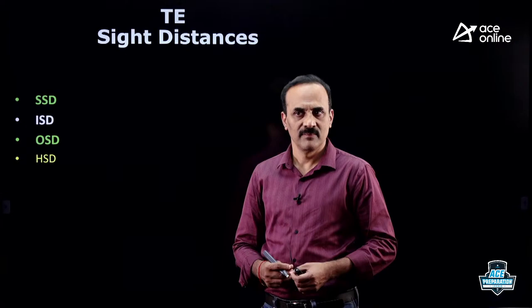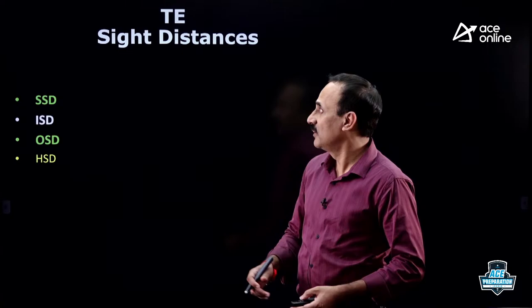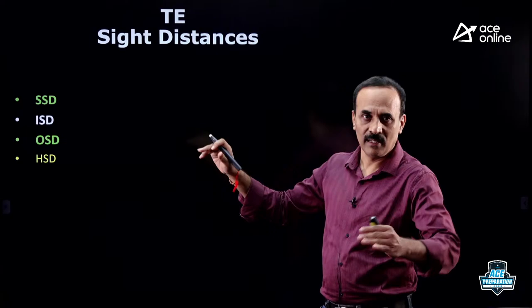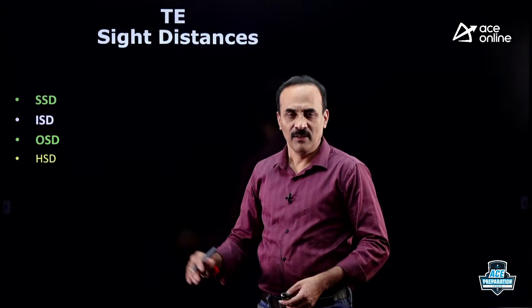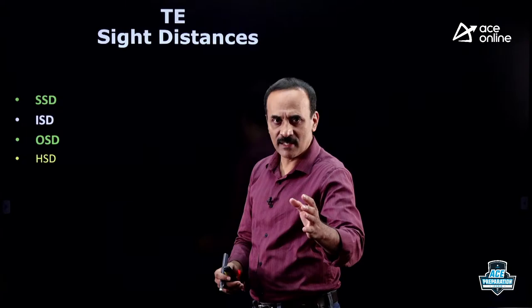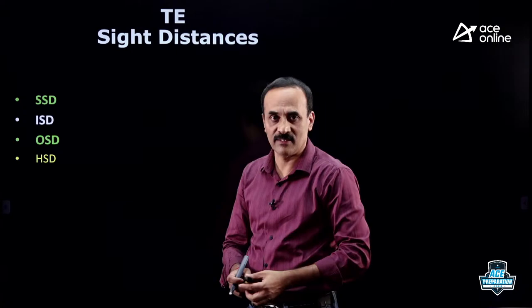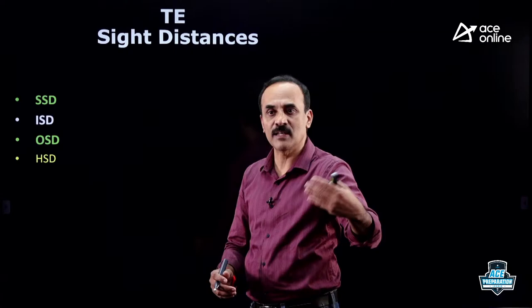Hi dear students, today we'll talk about a little fundamentals of transportation in the wing of highway, especially sight distances. What is actually sight distance? The sight distance, the visible distance ahead of the driver for various operations of the road, is called sight distance. The clearly visible distance ahead of the driver for various operations.